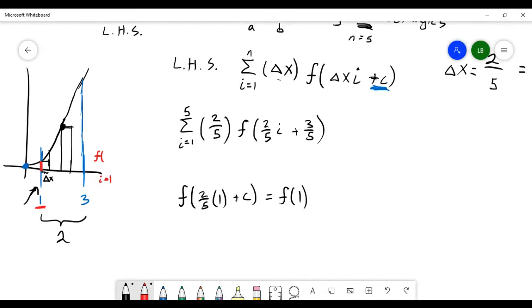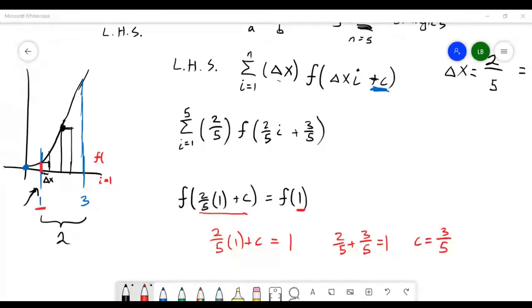Cool. So in that case, it's kind of like a mini equation. We don't necessarily even need all of these f's. We can just say 2/5 times 1 plus c just needs to equal our starting value. So here it's really easy to see, 2/5 plus 3/5 is equal to 1. So c is 3/5. Does that make sense?